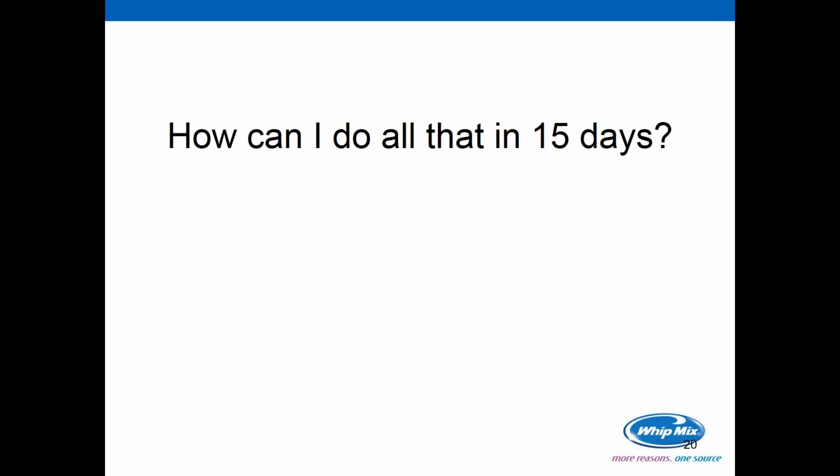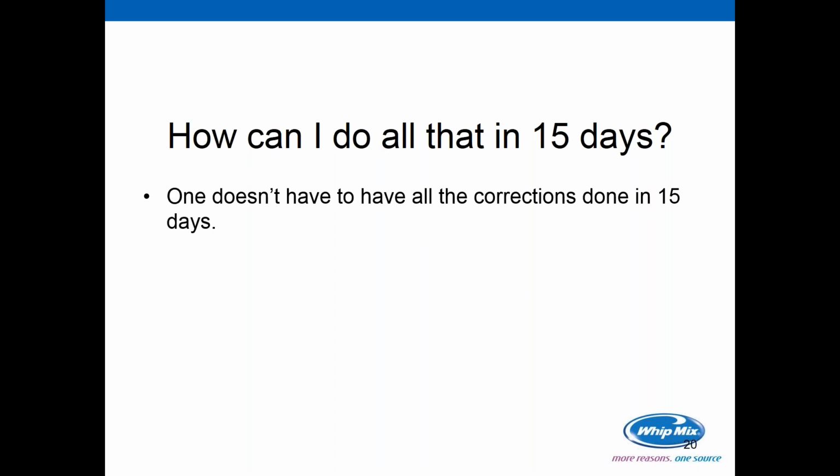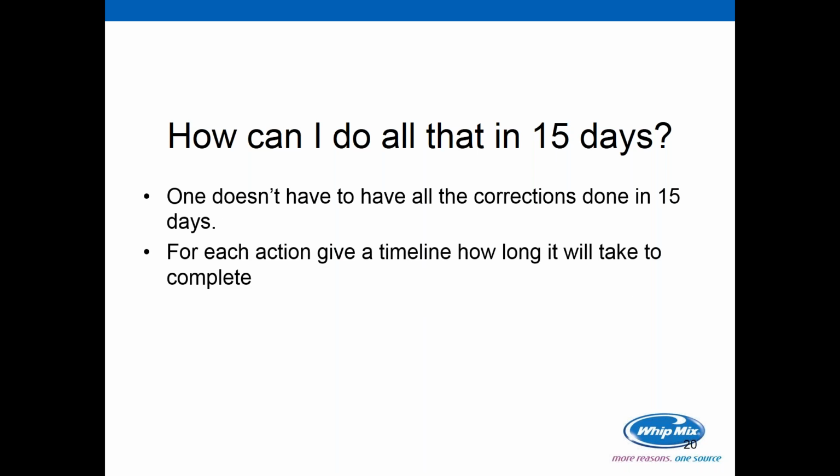And now you may ask, well, that's a lot we just talked about. How can I do all that in 15 days? Well, one doesn't have to have all the corrections done in 15 days. This is something that is important as a manufacturer in responding to a warning letter that you need to know. For each action, when we talked earlier about giving a timeline, how long it will take to complete, that's okay. If you say I can get it done in 5 days, then you should get it done in 5 days. If you say it's going to take 12 months, say it's going to take 12 months. Again, that depends on the seriousness of the violation. That depends on the risk to the end user and to the patient, but give a timeline that is reasonable.